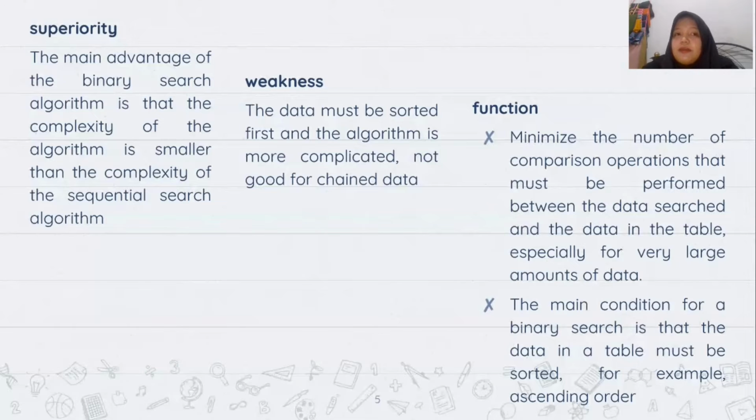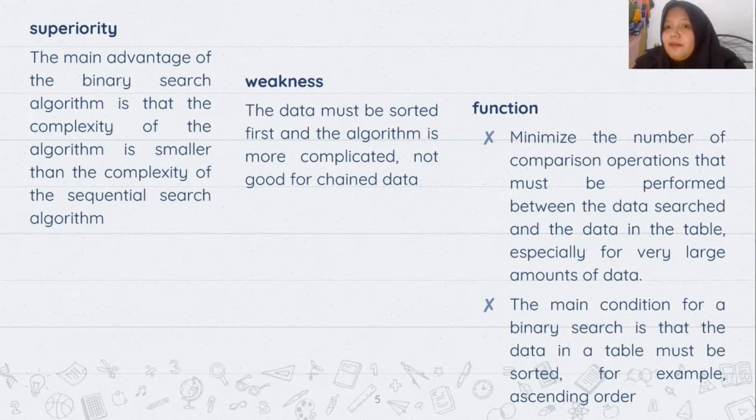Superiority. The main advantage of the binary search algorithm is that its complexity is smaller than the complexity of the sequential search algorithm. Weakness. The data must be sorted first and the algorithm is more complicated, not good for chained data.